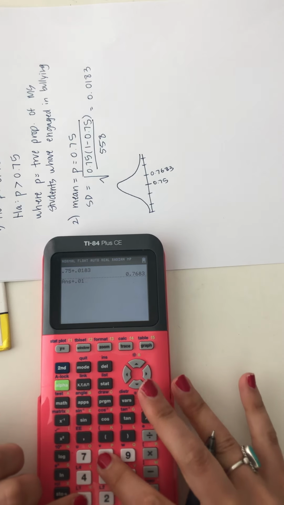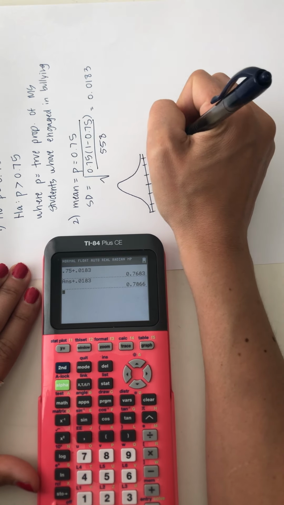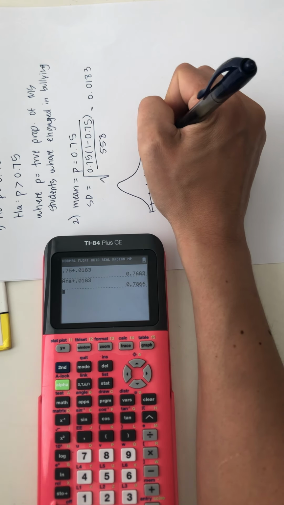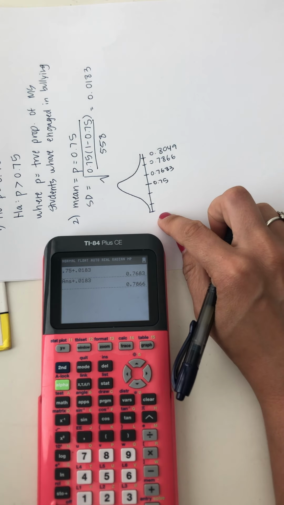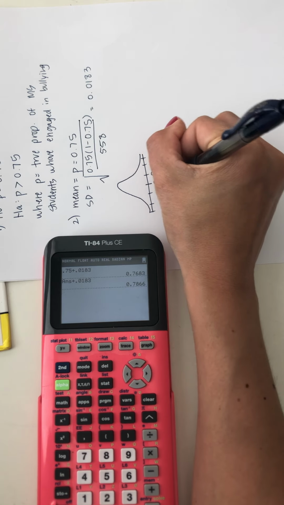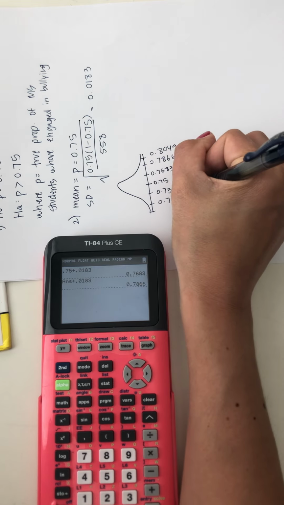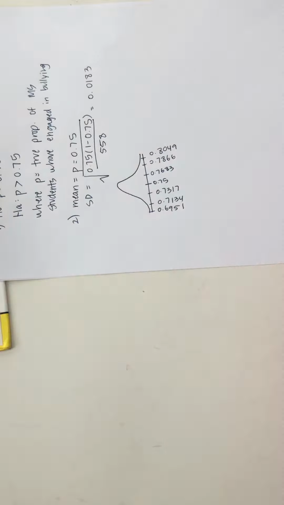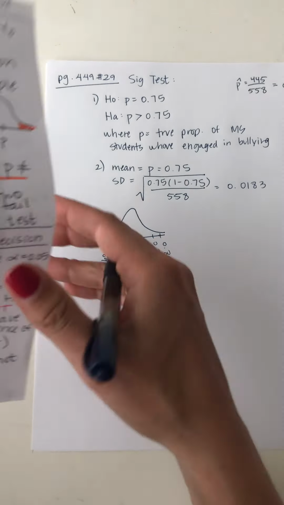Plus 0.0183. I get 0.7866. Add it one more time. I get 0.8049. On this end, I'm gonna subtract the 0.0183, subtract standard deviations. I get 0.7317, 0.7134, and 0.6951. There's my curve. It's all nice and labeled and pretty, isn't it pretty?